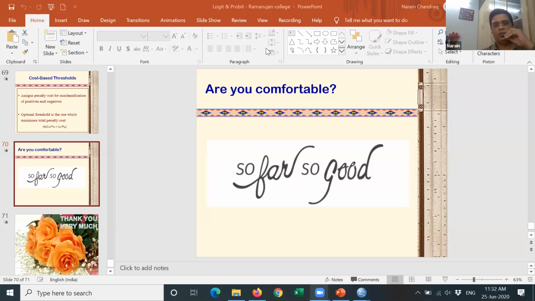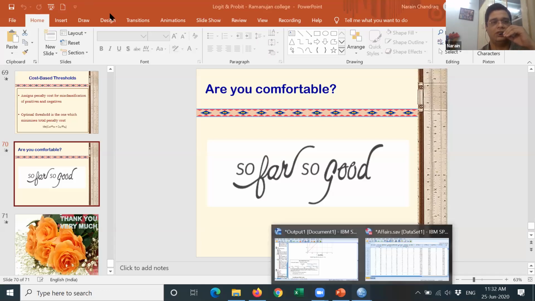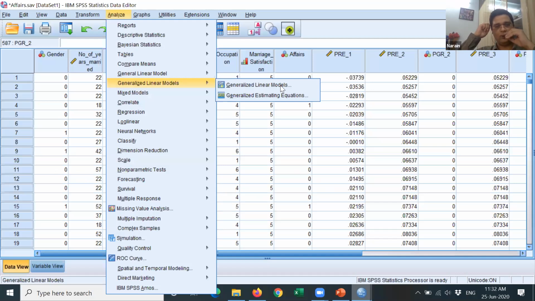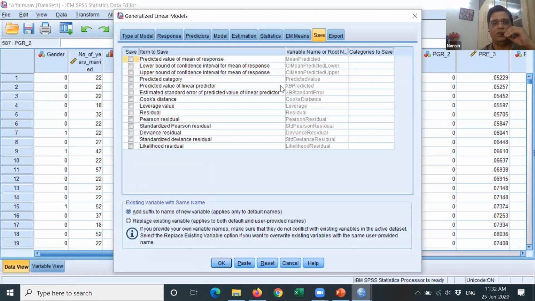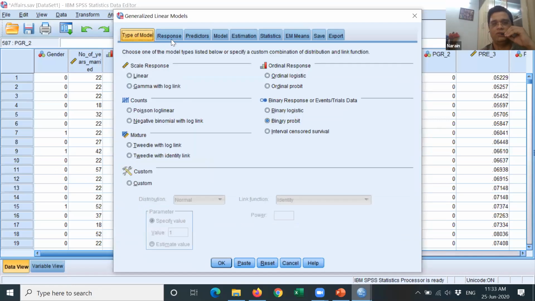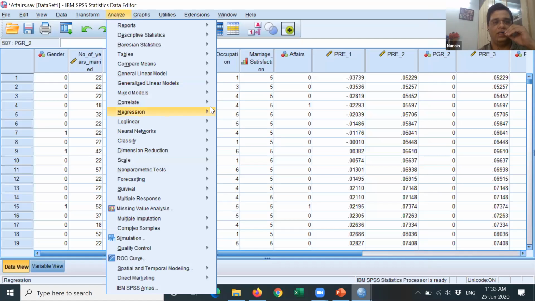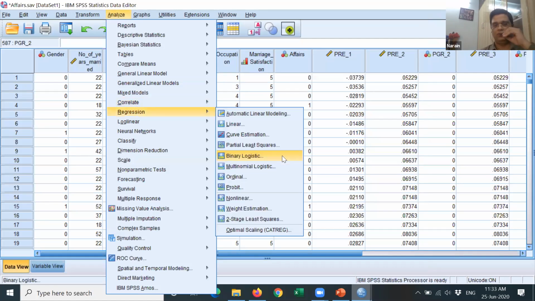Probit you can do using the generalized linear model: Analyze, then Generalized Linear Models. This is the way you can approach the Probit model. You have a dialog box where you can start from the type of the model. You can select binary probit and so on. The Logit is much simpler to run. Simply go to Analyze, Regression, and there is Binary Logistic. I'm using only two values of the dependent variable, 0 and 1, which makes it a binary logistic.